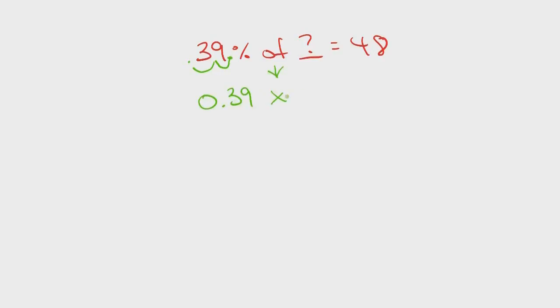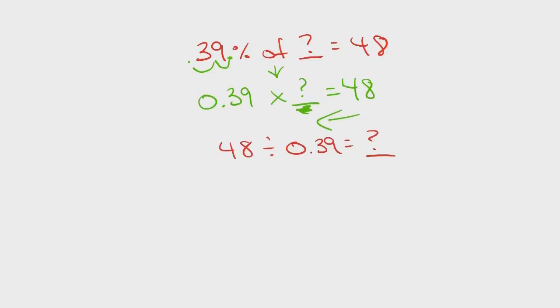Of is multiplication. We have an unknown number here equals 48. Well, we can't multiply because we're missing this guy right here, so we're going to work backwards. And we're going to rewrite this problem as 48 divided by 0.39 equals the unknown number. So we're going to be doing a division problem.